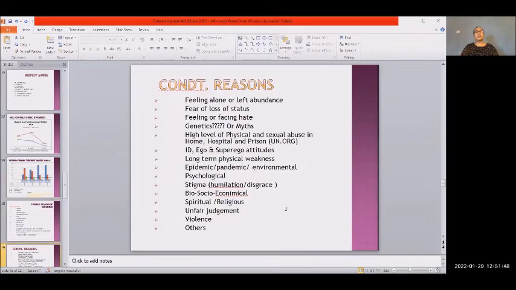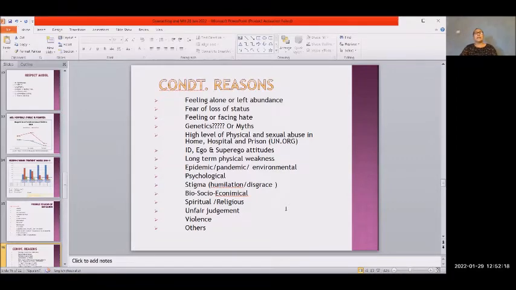Similarly, there are a few other things like feeling alone and abandoned, fear of loss of status, and facing hate. Is it genetic or a myth? I have put the question there. People say mental health is genetic, like blood pressure is genetic. Is it really genetic or is it just a myth? It is important. It is also part of research.